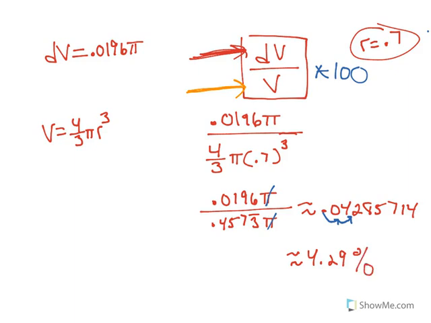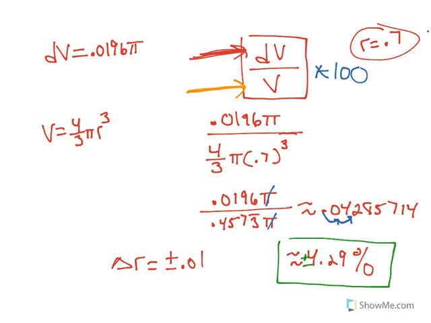So that's a little bit more clear as far as how much the change in the radius affected the change in the volume. So if your radius was able to change by as much as plus or minus 0.01, then you would expect your volume calculation to be off by as much as plus or minus 4.29%. And again, that would be plus or minus. So your volume will be off by as much as about 4.3%.